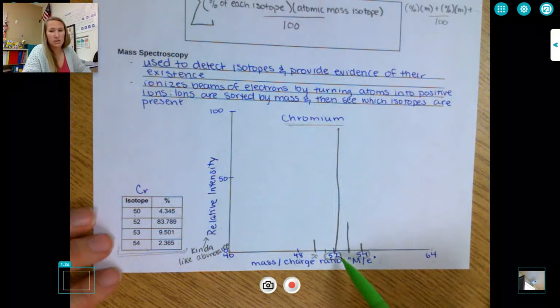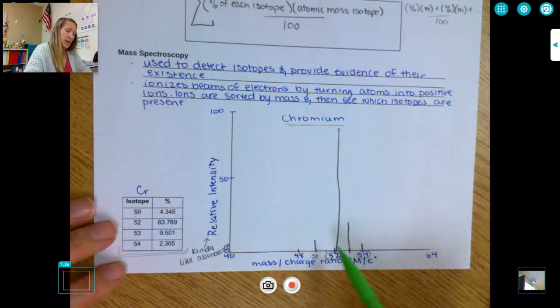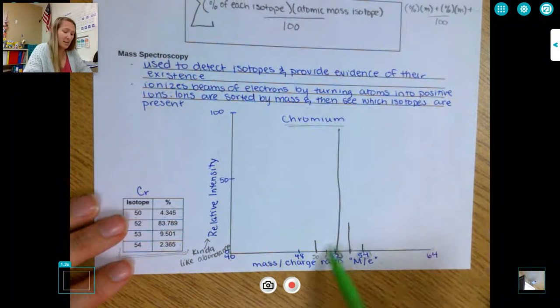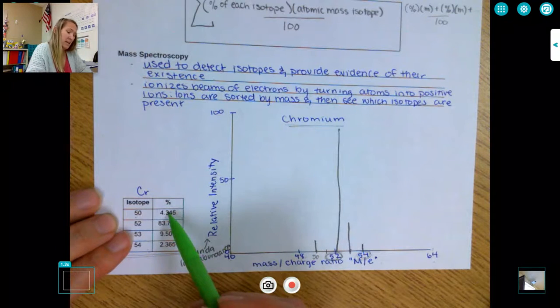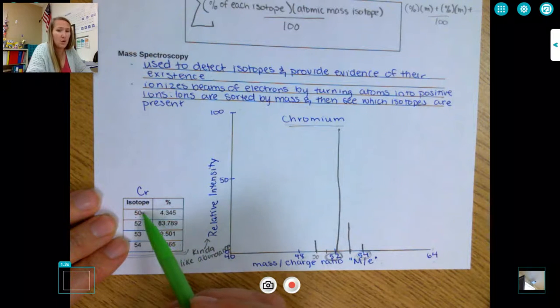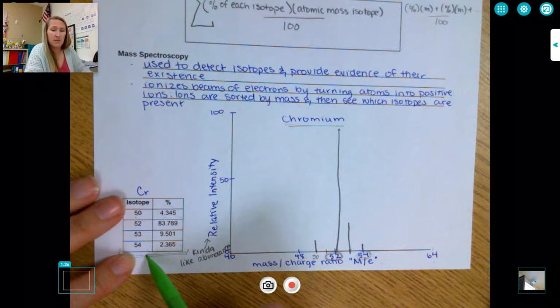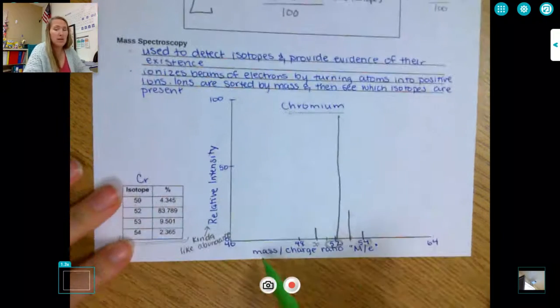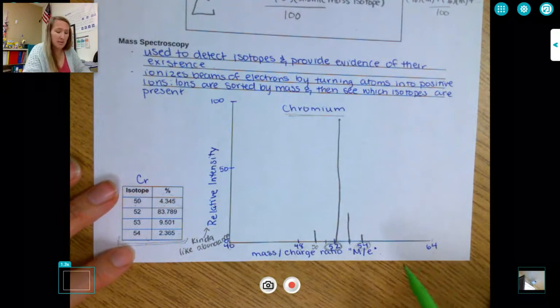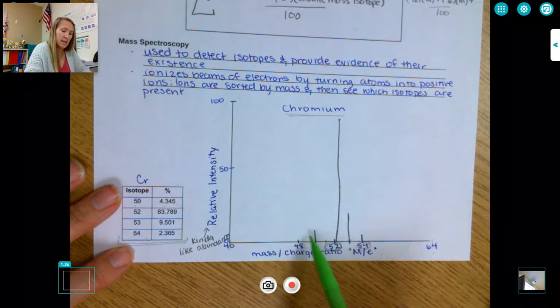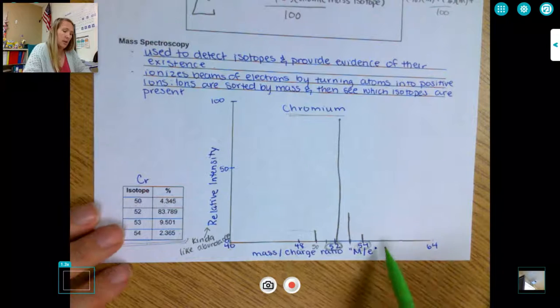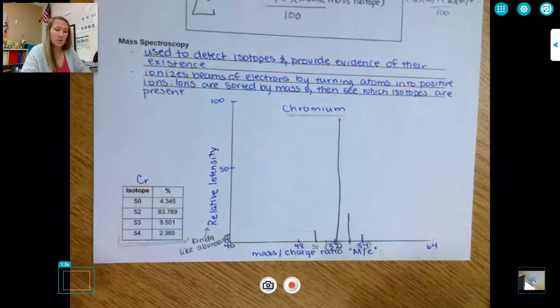And there should be that correlation, because what I could also do is figure out my average atomic mass for chromium by taking my percents times my isotope, adding them up, dividing by 100, right, using this formula to get my average atomic mass for chromium. Or I could use this data and ballpark my numbers across the side. Okay, so this is a new graph that we'll see and we will interpret and use.